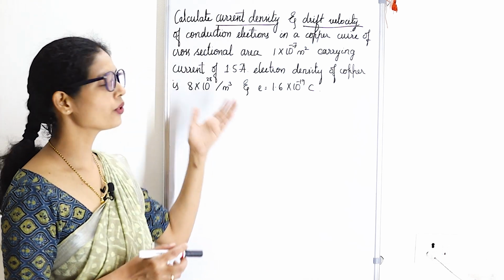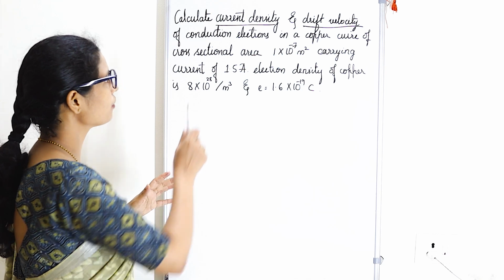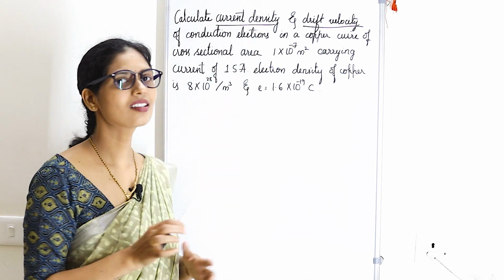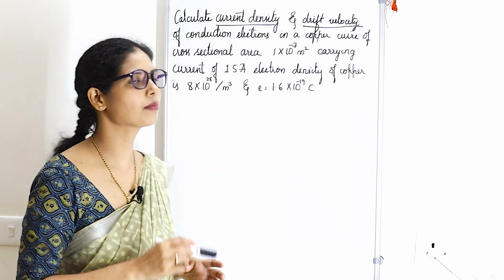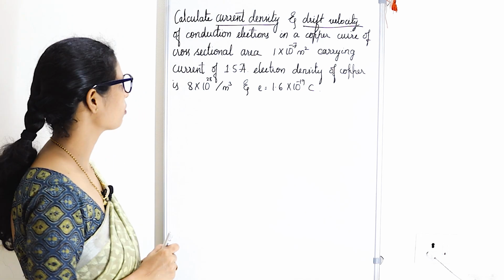So we'll solve it. What do you need to find out here? You need to find out current density and drift velocity.